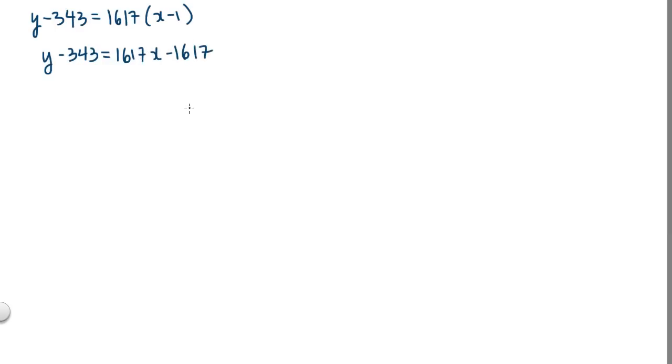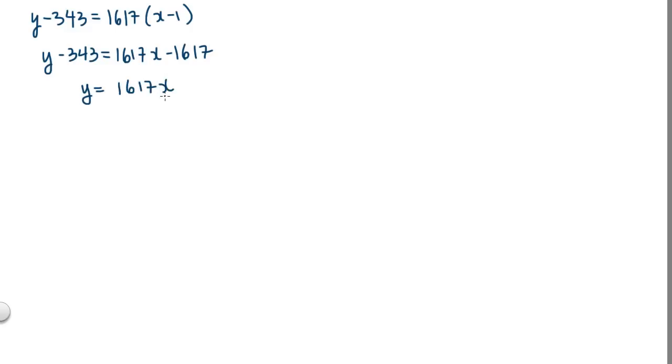So now plugging into the equation for a line, we'd have y minus 343 is equal to 1617 times (x minus 1). That's just y minus y1 is equal to m times (x minus x1). Okay, and now there are two different forms in which we can give our answer. I'll show you both of those forms. If we expand this a little bit, we get y minus 343 is equal to 1617x minus 1617, and then we could solve for y.